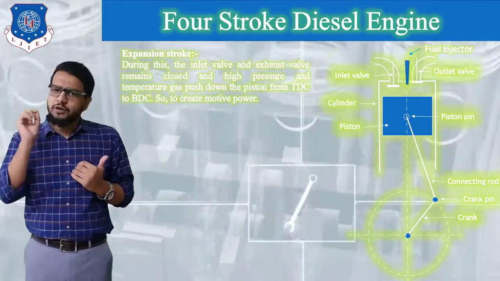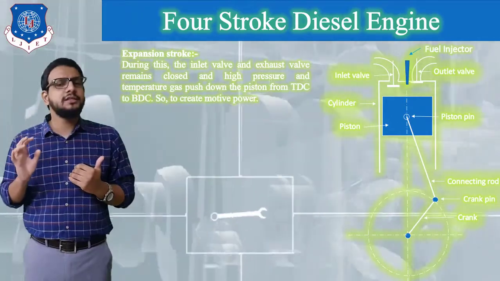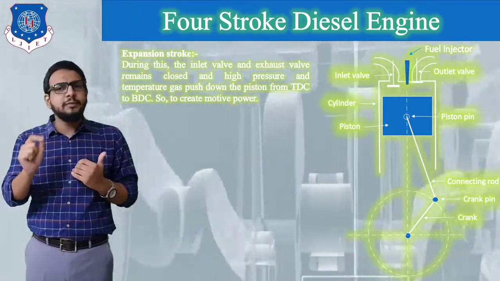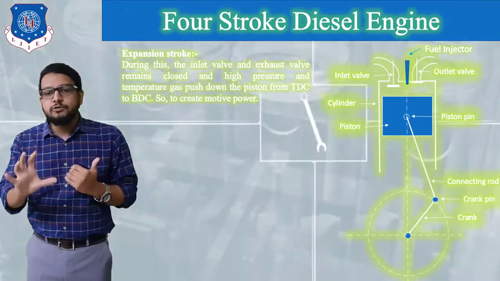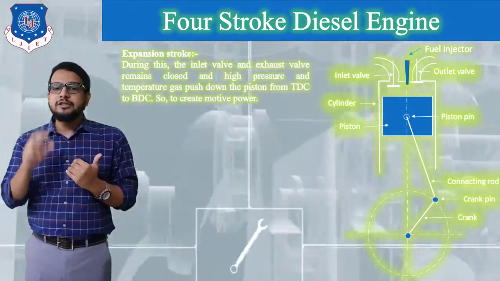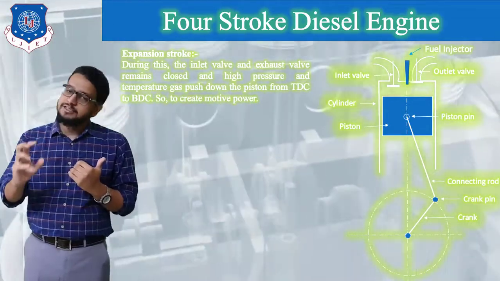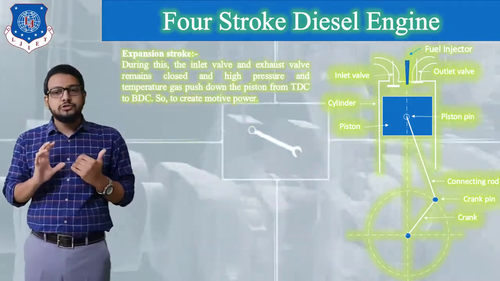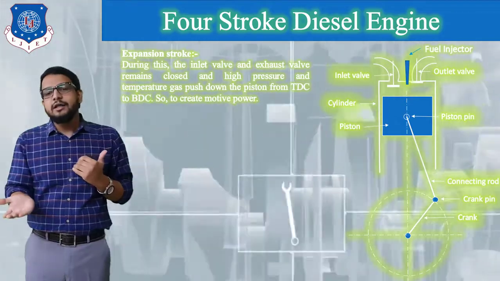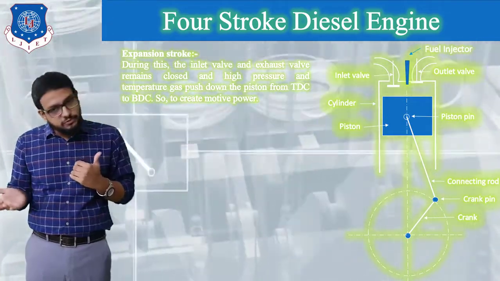Again, a fluctuation in speed will take place during this stroke. So a flywheel will come into this picture. What is going to happen? During this stroke, because of more energy, the flywheel will store additional energy and will supply the remaining energy during our remaining strokes. So the power stroke is performed. Finally, the piston will come to its BDC position.